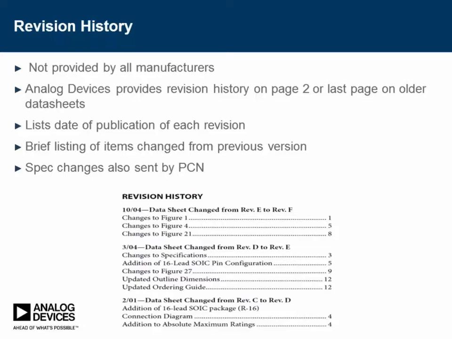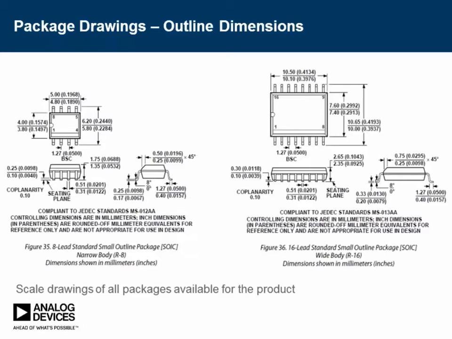Now, if we change a specification, we will send out a product change notice to everyone who buys the product, so that if you're in production, we'll send out a PCN and say, this spec changed. But if it's something that just changed in the wording, the change in an application, or perhaps an addition, we don't send a PCN out for that. Package drawings are at the end of the data sheets and give you all of the details and mechanical limits of all the packages used for that given product.